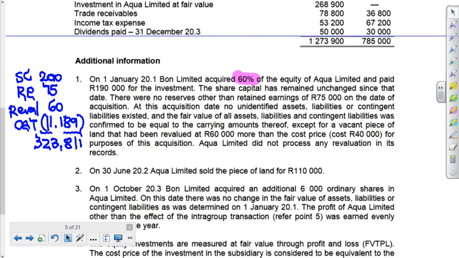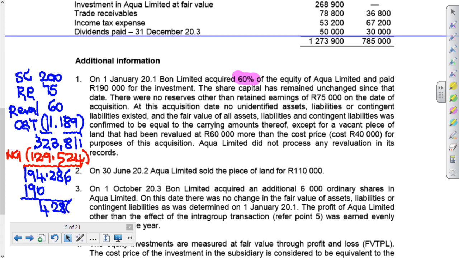So have you got a number for me? 129,524 is NCI, which means that my share is 194,286. I paid 190, they told me. So 4,286 is a bargain.